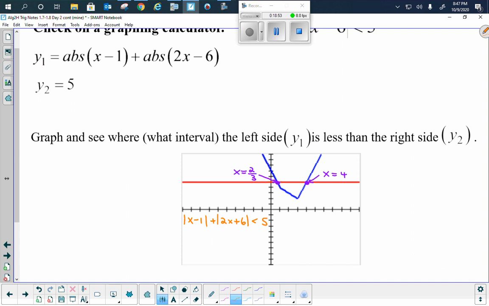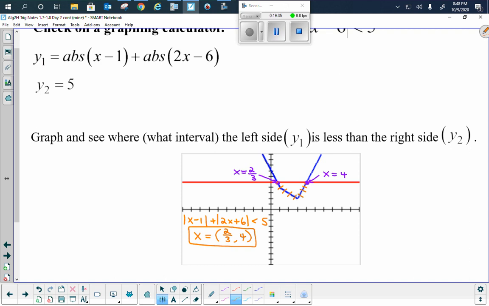Well, you're talking about y values. So you're looking for where the absolute value, that's the blue graph, is less than the 5, which is the red graph. So where are the y values in blue less than the y values in red? I hope you're going to tell me it would be this entire region. And it's not less than at the 2/3 and the 4, it's equal to at the 2/3 and the 4. So less than, you would be telling me x is between 2/3 and 4, not including them. And notice that is the same thing that we got by hand.